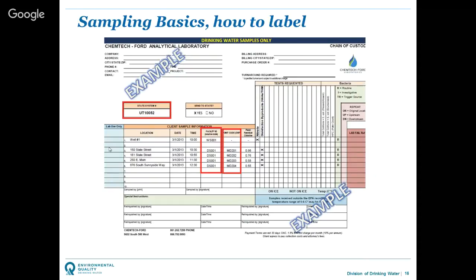This is an example of the chain of custody form. These become really important. You can see the state system here. It still works out with the UT. They don't have the AH. That's workable. We can deal with that.